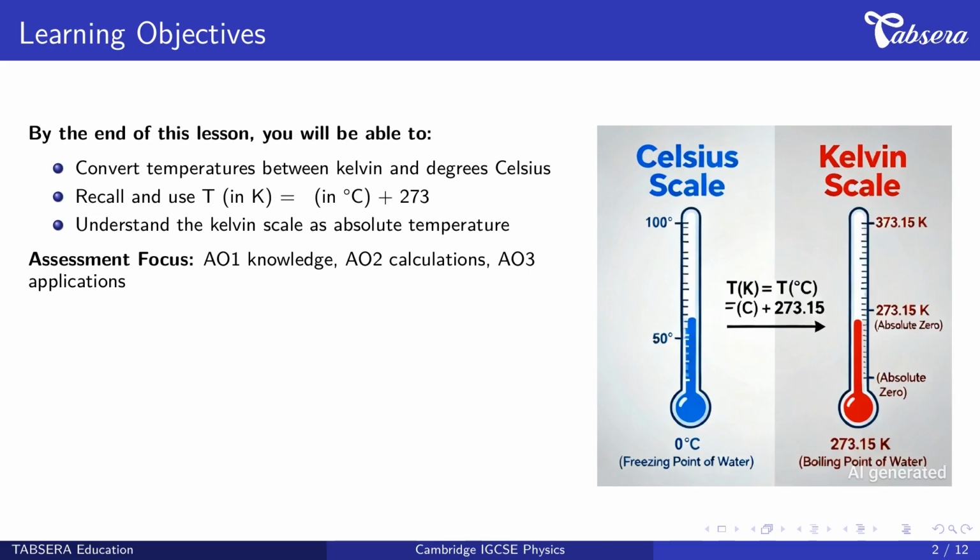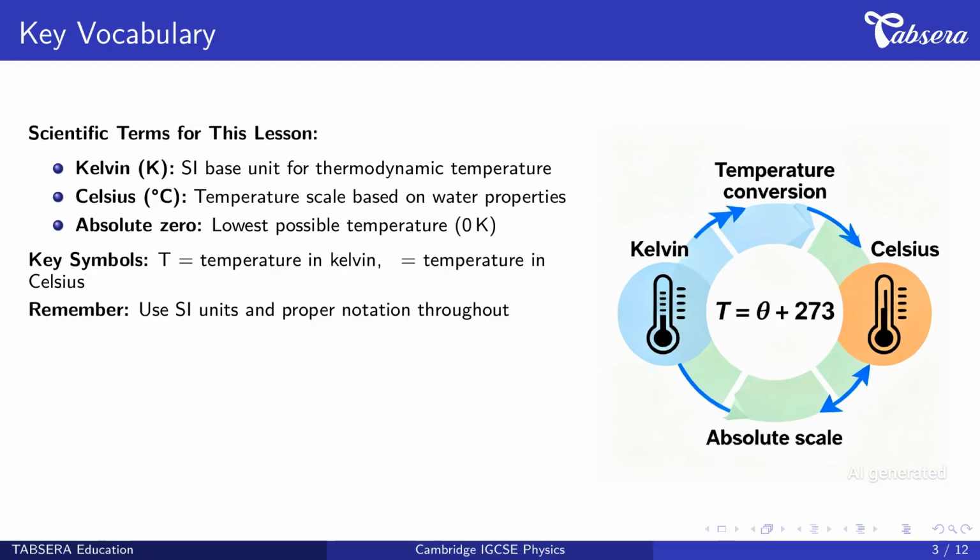Second, you will recall and use the equation T equals theta plus 273, where T represents temperature in Kelvin and theta represents temperature in degrees Celsius. Third, you will understand the Kelvin scale as an absolute temperature scale starting from absolute zero. These objectives align with Cambridge IGCSE assessment objectives: A01 for scientific knowledge, A02 for problem-solving calculations, and A03 for practical applications in experimental contexts.